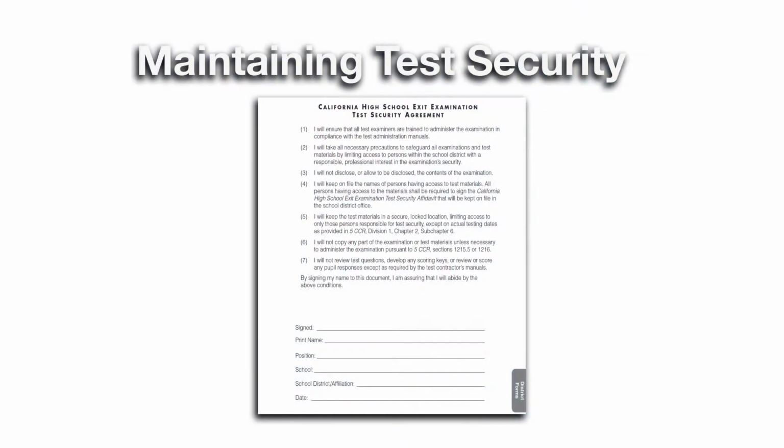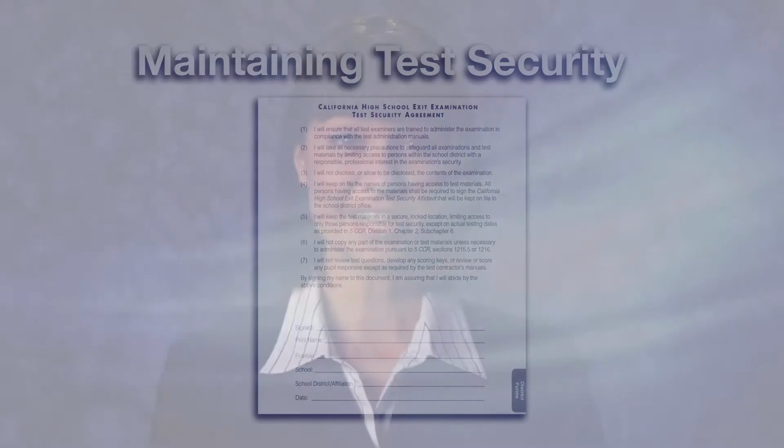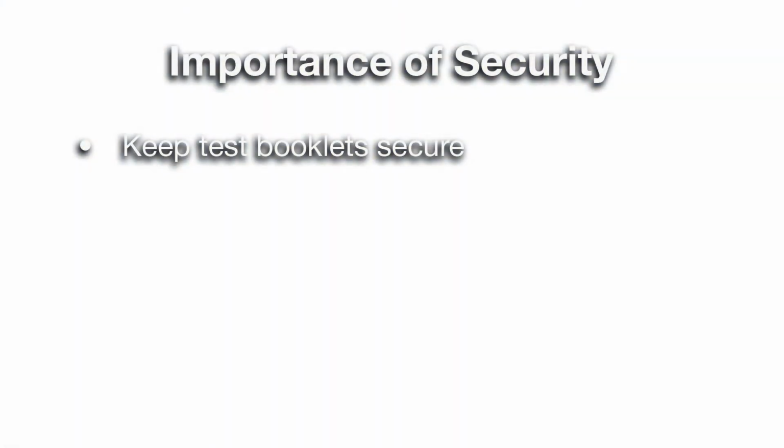Keeping CAHSEE test materials secure is one of the most important responsibilities of test site coordinators. You must read, agree to, sign, and return the CAHSEE Test Security Agreement to the CAHSEE coordinator, who will keep the document on file for at least 1 year. In turn, you must ensure that all test examiners and proctors read, agree to, sign, and return a signed CAHSEE Test Security Affidavit to you before they receive any test booklets. In addition, you are required to keep all test materials securely locked when they're not being used and maintain processes and procedures to prevent cheating and preserve the validity of the test.